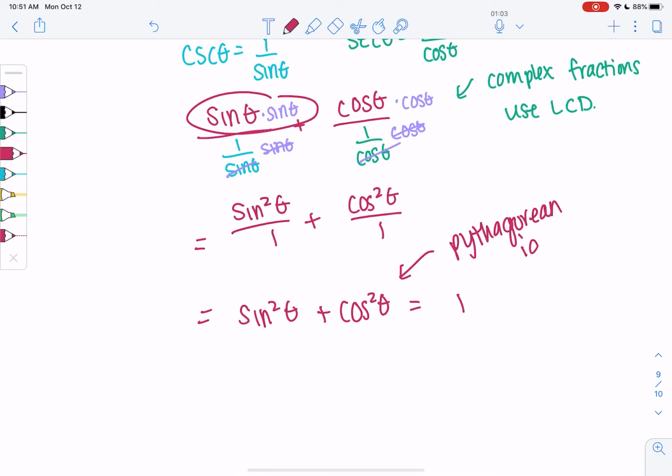So it's just getting used to recognizing patterns and recognizing some of the identities. Let me know if you still have questions.